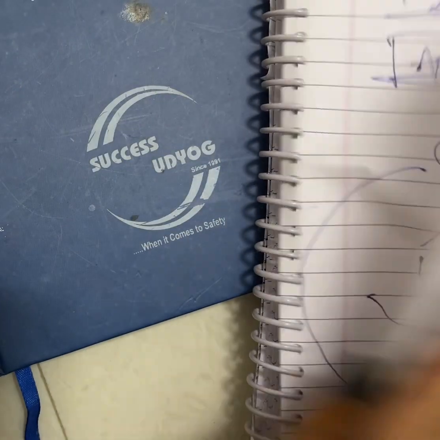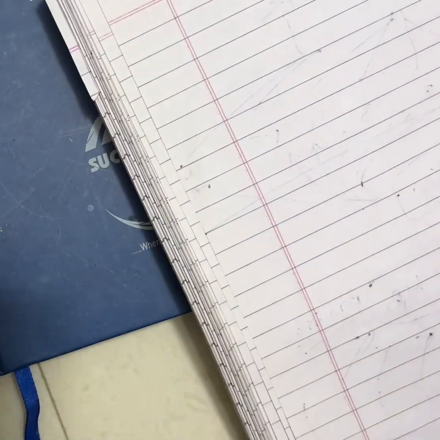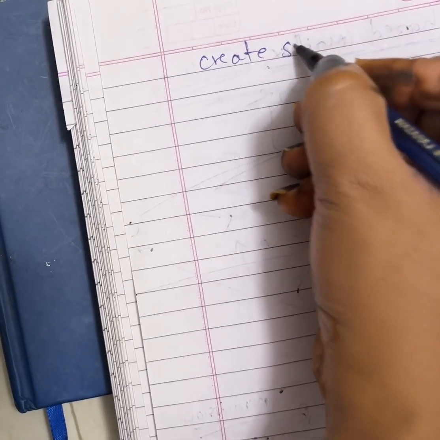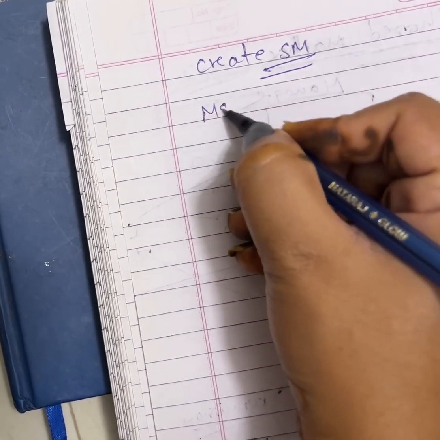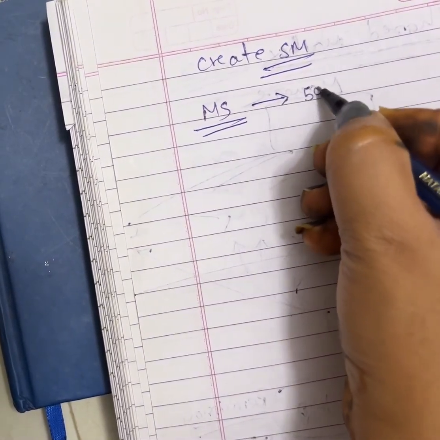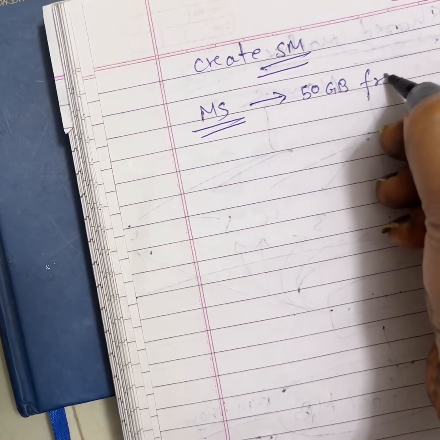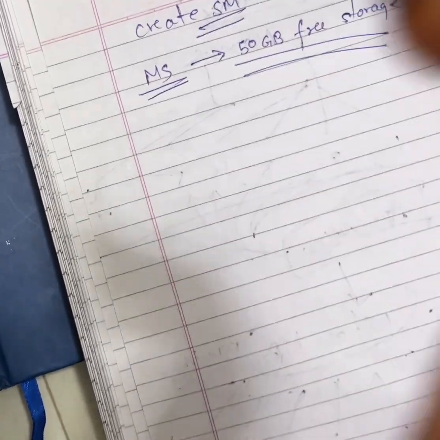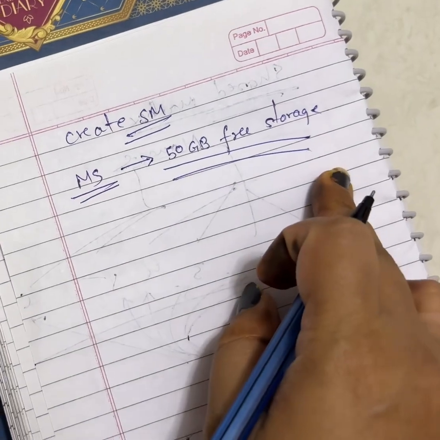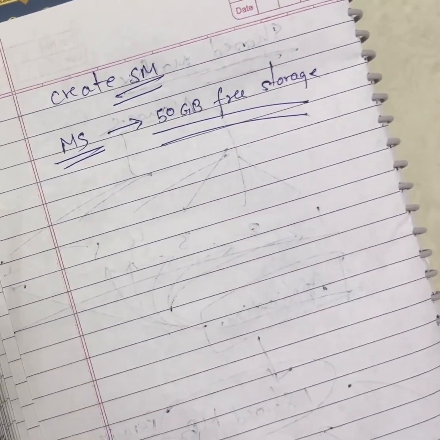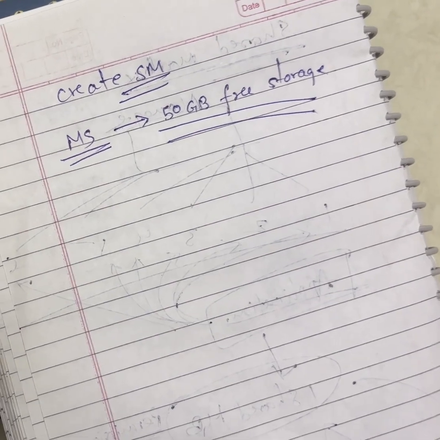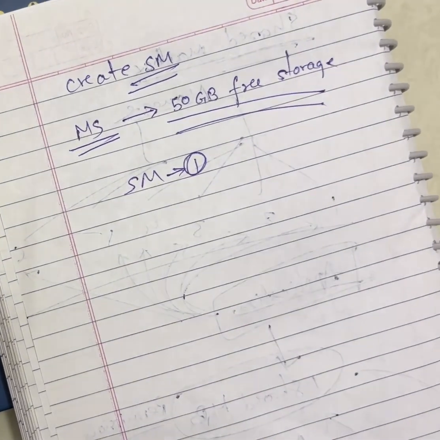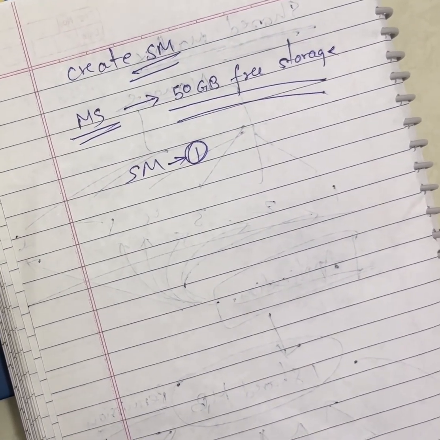By default, when you create a shared mailbox, Microsoft will give you 50 GB of free storage. So what if someone comes and tells you that the shared mailbox you created, for example, has got full and 50 GB is reached?